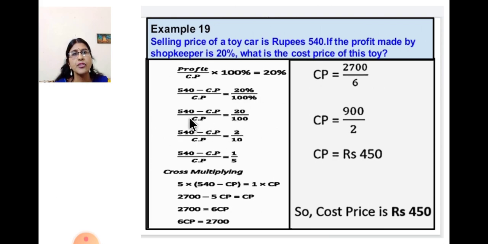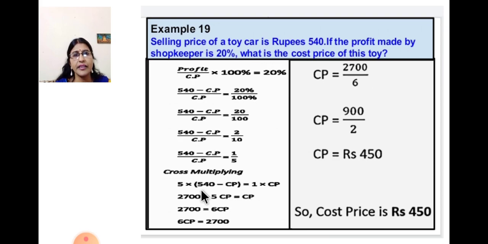You can see here. So 540 minus CP upon CP, and then we'll reduce this. 0 will cut. Then we'll get 2 upon 10, and then in the next step we'll reduce these two numbers also. We will get here 1 upon 5. And then what we'll do? We will cross multiply. Now this 5 we have to multiply with both the terms. This way we are going to cross, and this we will cross. Now here this way we'll cross multiply. 5 will be multiplied by both of these. 540 minus CP. So we'll put a bracket like this, and that is equal to 1 into CP.